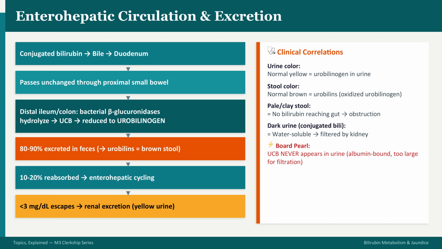If no bilirubin reaches the gut, there's no urobilinogen production, which means pale stool and no urinary urobilinogen, classic for obstruction. If there's massive hemolysis, excess conjugated bilirubin floods the gut, producing excess urobilinogen, which gets reabsorbed and darkens the urine. And here's the keyboard pearl. That dark urine in hemolysis is from increased urobilinogen, not from unconjugated bilirubin, because unconjugated bilirubin simply cannot enter the urine.